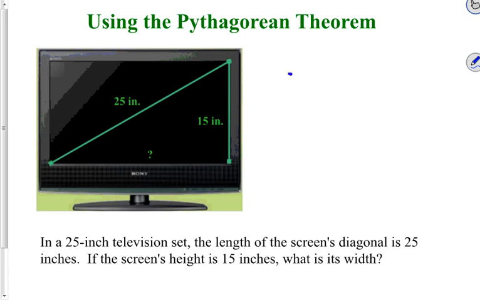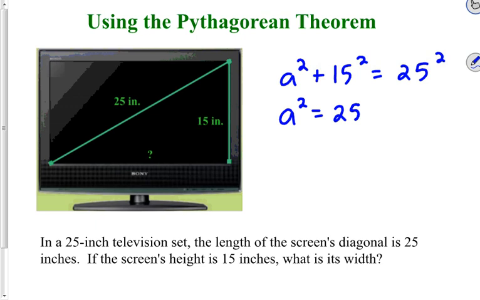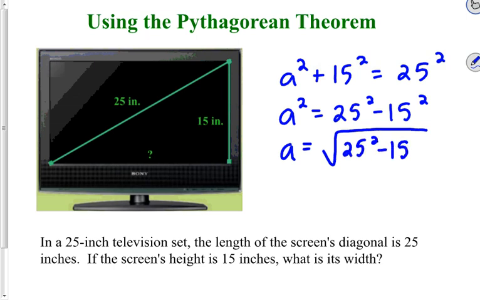So we have, I'll call that A squared, the width, the side that we're solving for, plus 15 squared equals the hypotenuse squared, 25 squared. Right? Now I need to solve for A. So I'm going to subtract 15 squared over to the right side. So I'm going to have A squared equals 25 squared minus 15 squared. And then I need to take the square root of both sides because I don't want to solve for A squared. I want to solve for A. So A is going to equal the square root of 25 squared minus 15 squared.